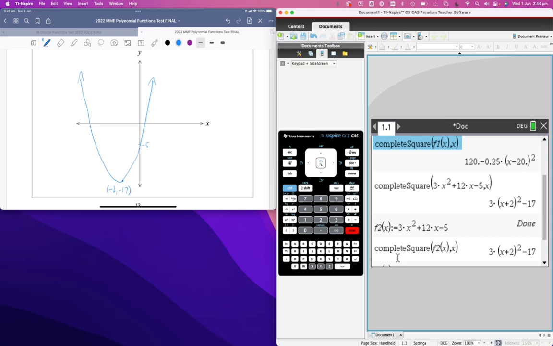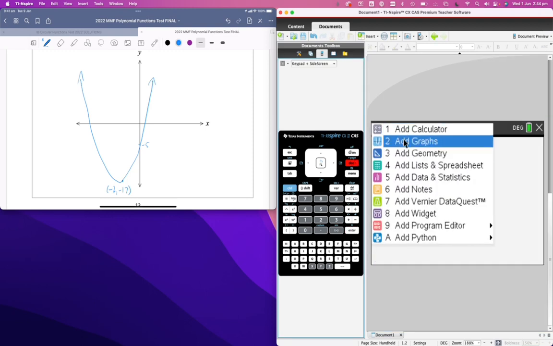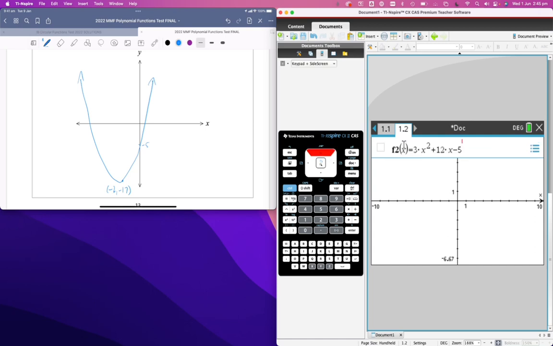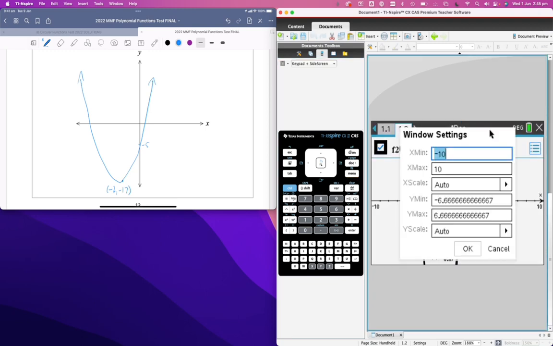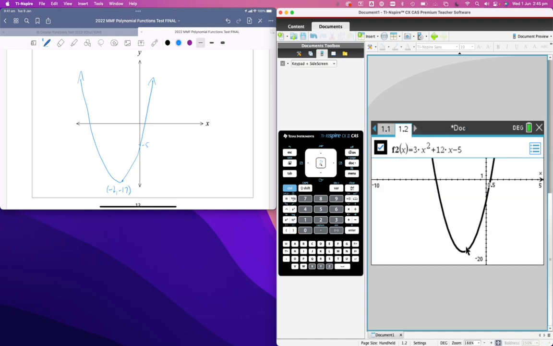However, if I go to my calculator and I go Control plus Page and I click on Add Graphs, I can actually add f2 of x. It's already there because I defined it in my calculator page. So all I need to do is turn it on, which I can never remember how to do. There you go. I just press the right arrow and that turns it on. And then I can zoom it out a bit. So Menu, Window Settings, and I might go from, say, minus 10 to 5 would be good enough, I think. And I know that it's going down to minus 17, so I might make it minus 20 to 10, something like that. That should scope it nicely.